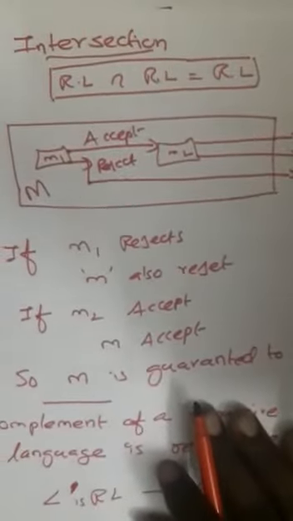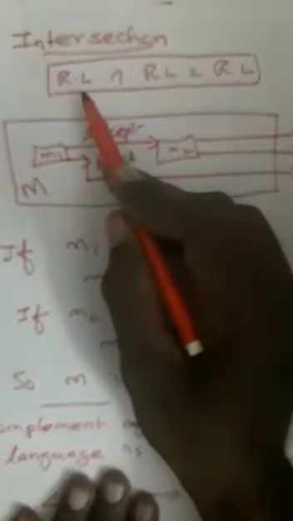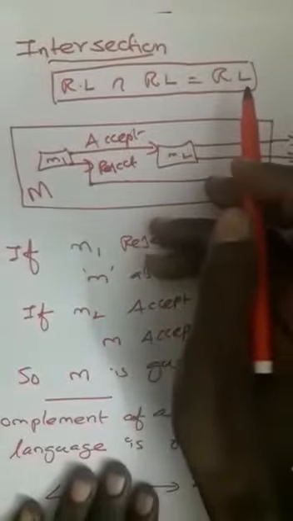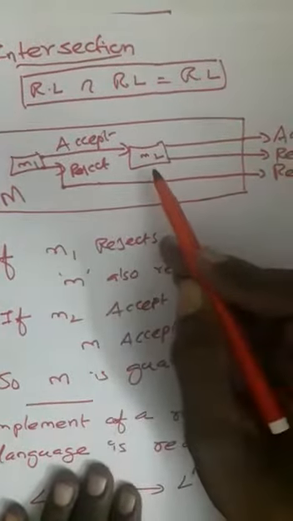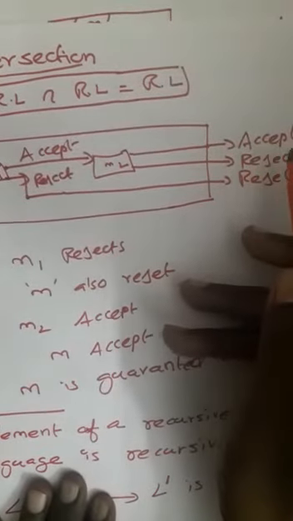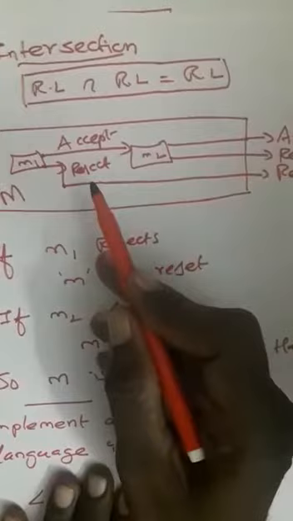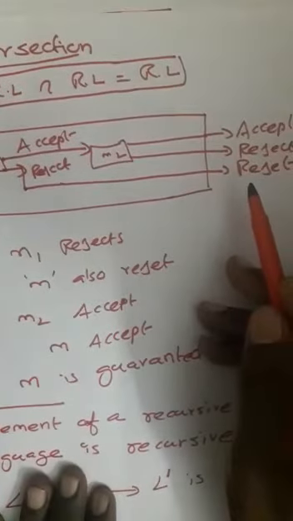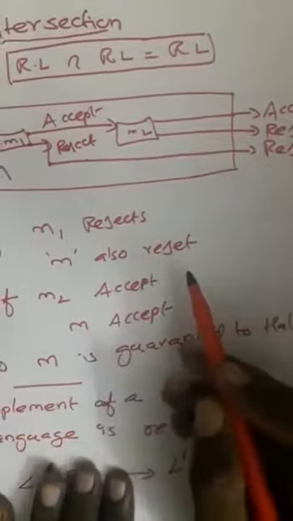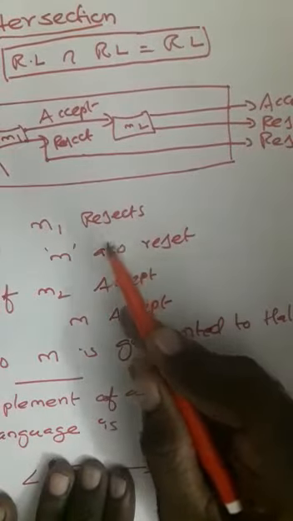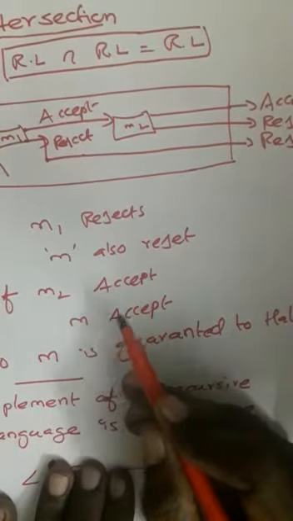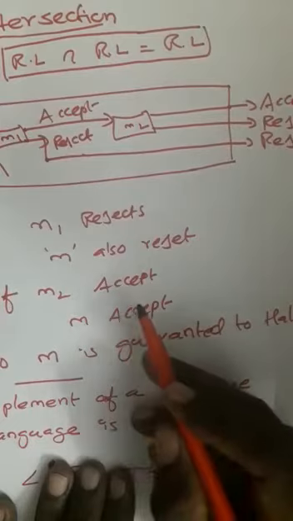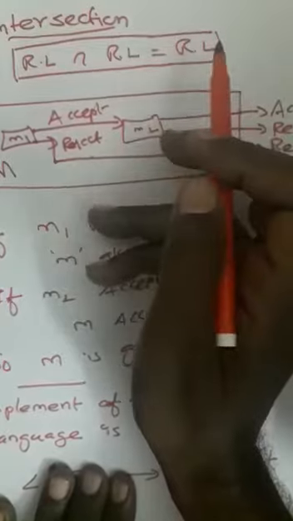Next property, intersection. Intersection of recursive languages is also a recursive language. So how to design a Turing machine for this? If M1 accepts and M2 also accepts, then Turing machine M also accepts. If M1 rejects, then the Turing machine M also rejects. So this is a condition. If M2 rejects, the Turing machine M also rejects. So the condition is satisfied. So we can say that the intersection of recursive languages is also a recursive language.